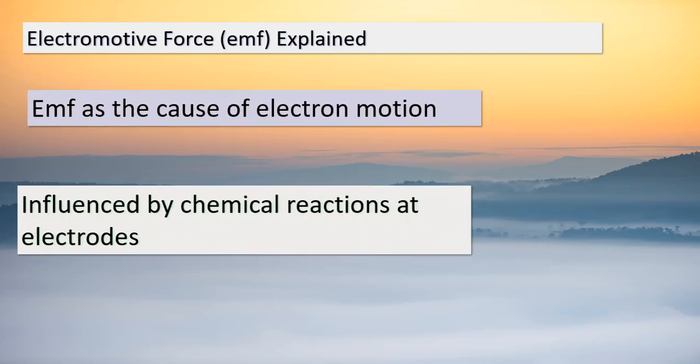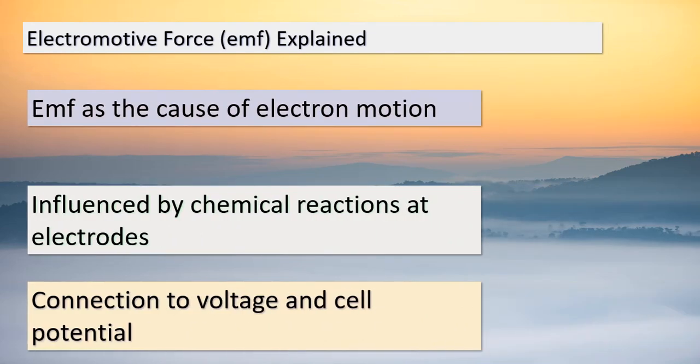Greetings, inquisitive minds. Let's dive deeper into electromotive force, or EMF. EMF is the spark that sets electrons in motion, propelling them through the circuit. It's the reason electrons journey from the anode to the cathode within a cell. The chemical reactions occurring at the electrodes have a direct impact on EMF. Think of EMF as the driving energy that creates the potential difference we've been discussing.